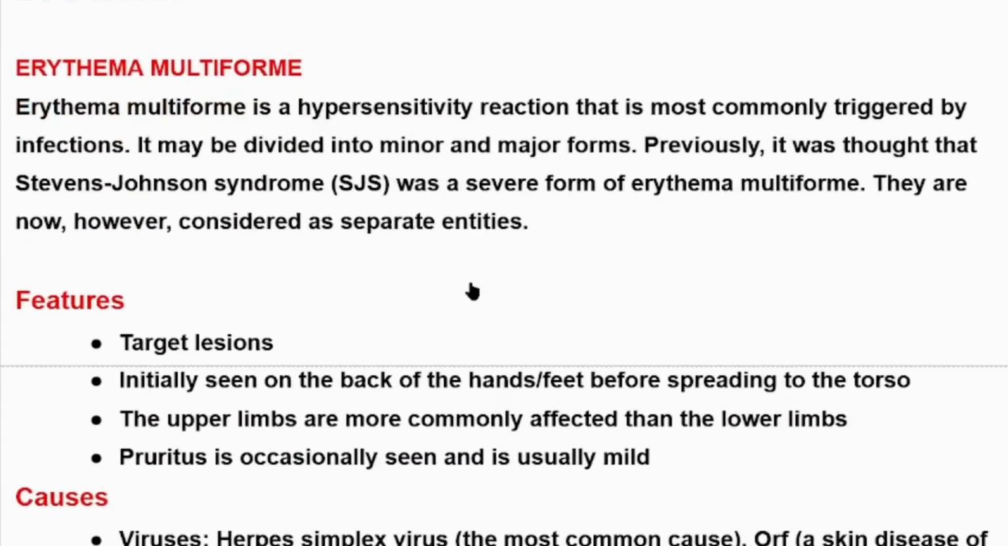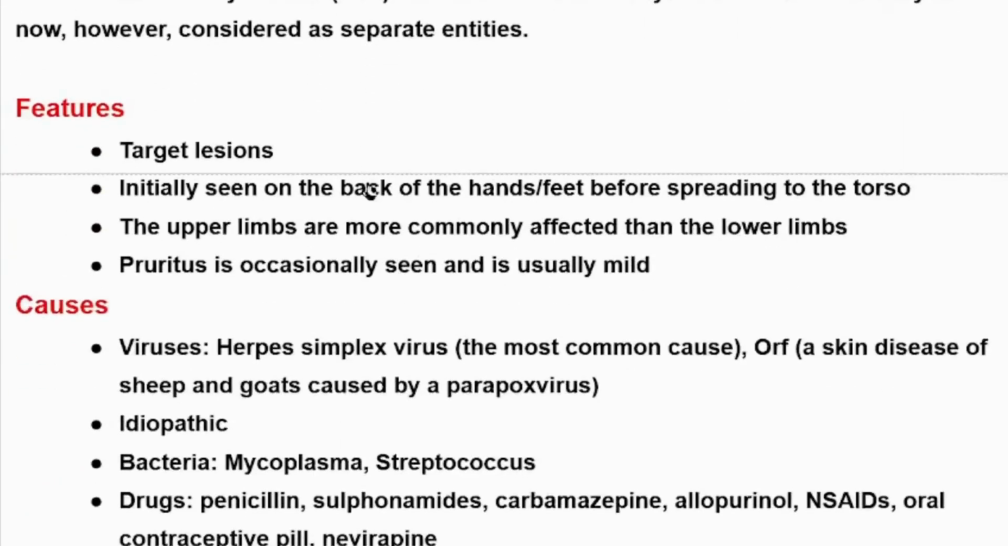Explanation. Erythema multiforme is a hypersensitivity reaction that is most commonly triggered by infections. It may be divided into major and minor forms. Previously, it was thought that Stevens-Johnson syndrome was a severe form of erythema multiforme, but they are now, however, considered separate entities. Features of erythema multiforme.